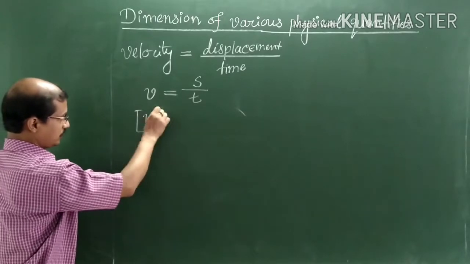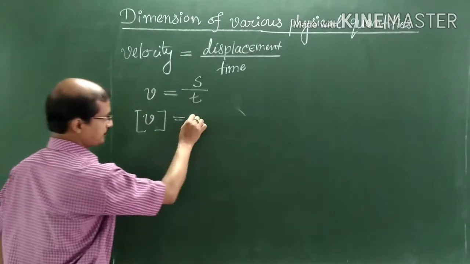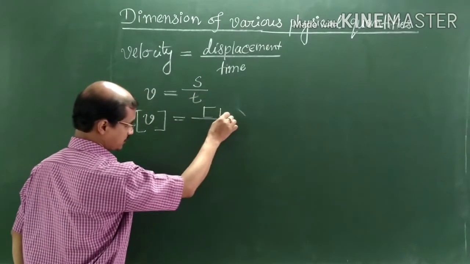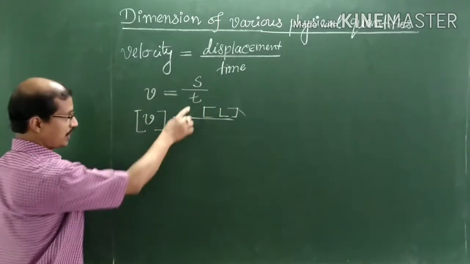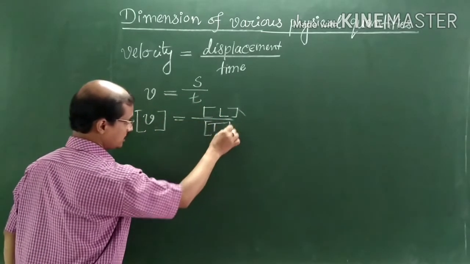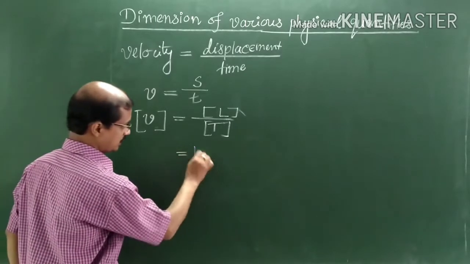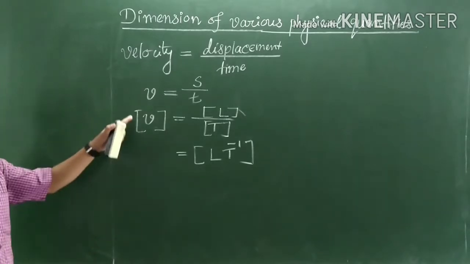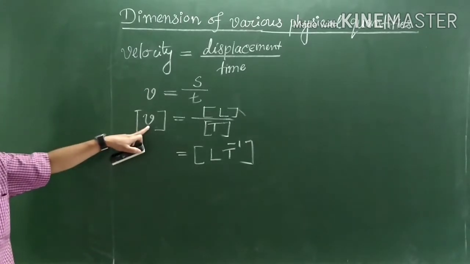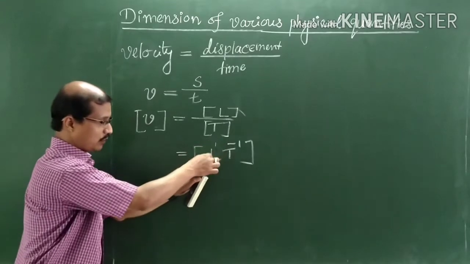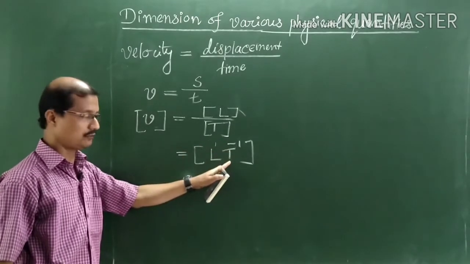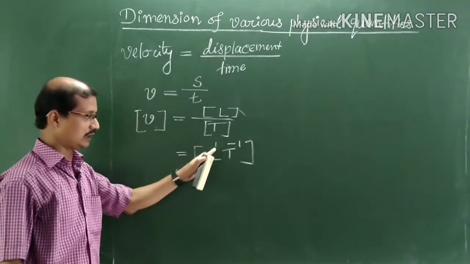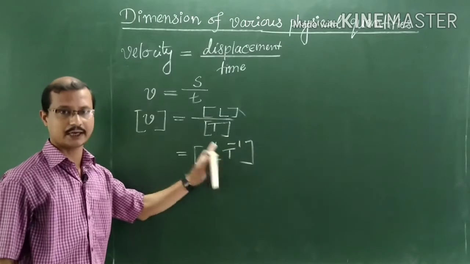So if we want to find the dimension of velocity, you give square bracket here. Displacement s represents length, so you write L, a fundamental quantity, by t. Time is also a fundamental quantity, so you write t. So in this way you can write L t inverse. So in expressing velocity we are using first power of length and minus 1 power of time. So dimension of velocity is 1 in length and minus 1 in time.